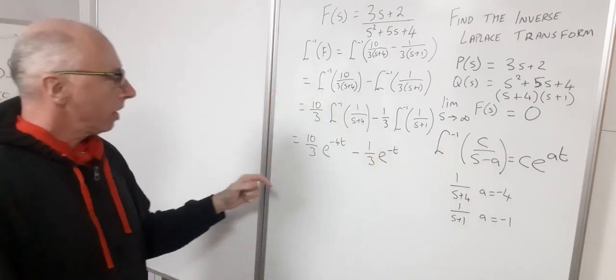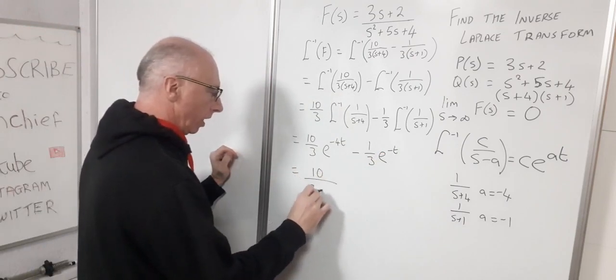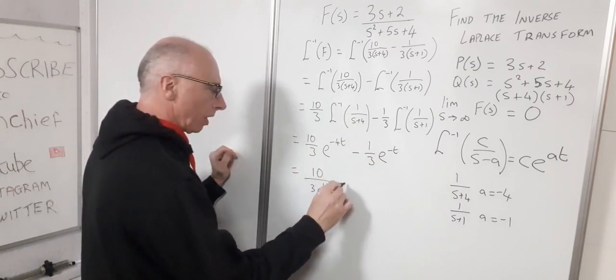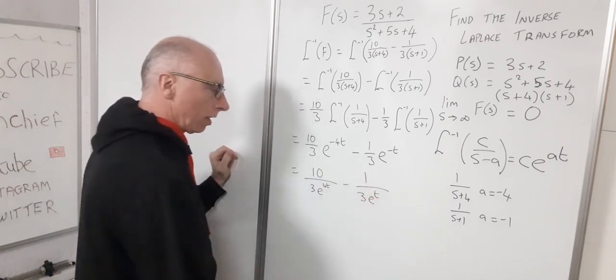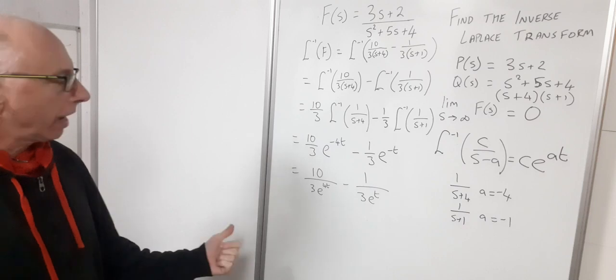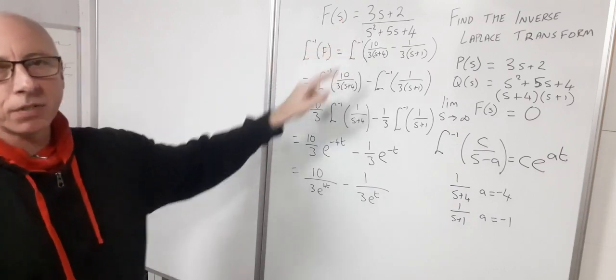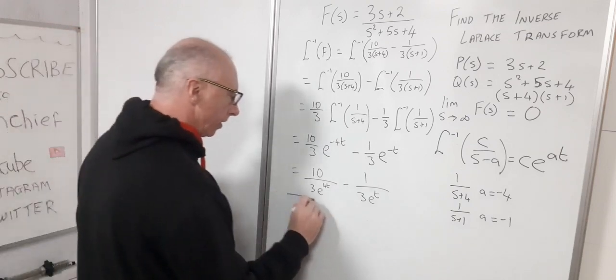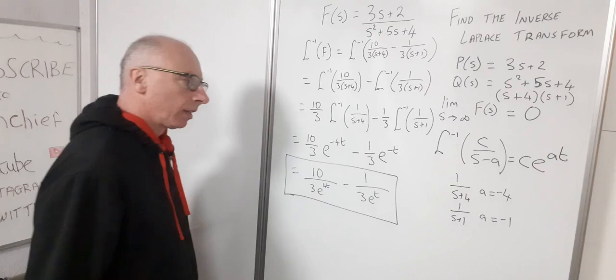So we can rewrite this as 10 over 3 e to the minus 4t minus 1 over 3 e to the minus t. And that will be my solution for the inverse Laplace transform of this function f of s. Okay, that's it.